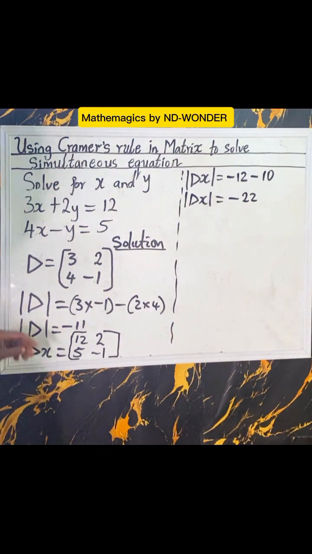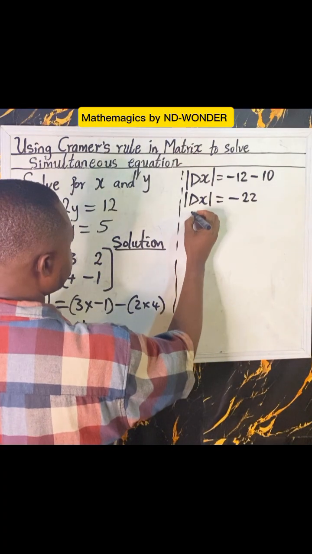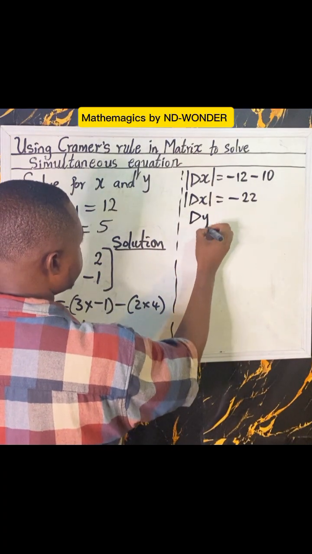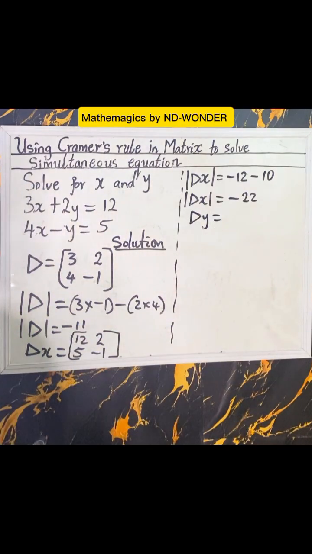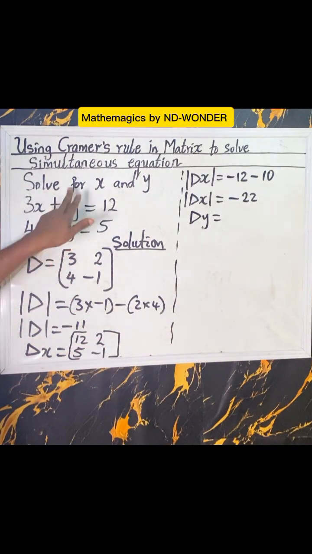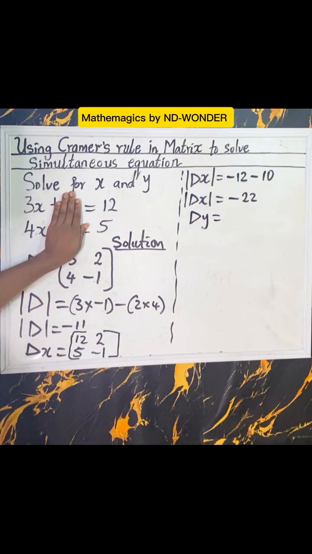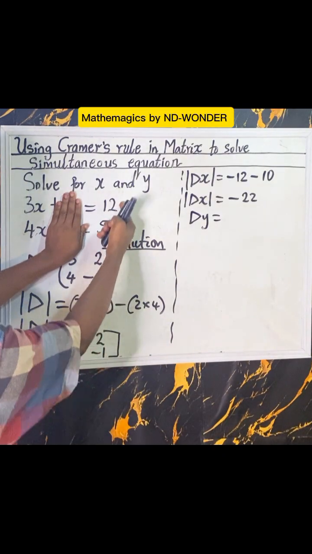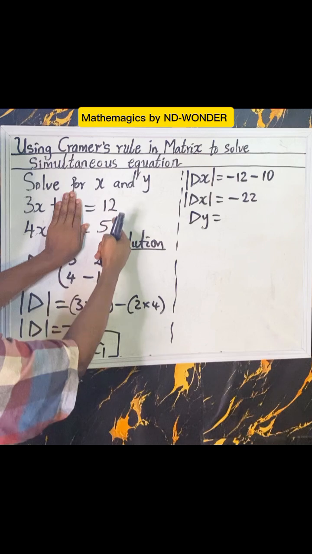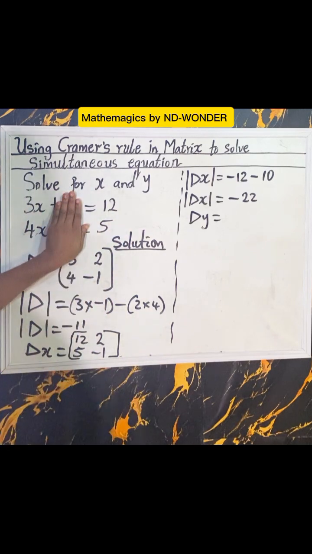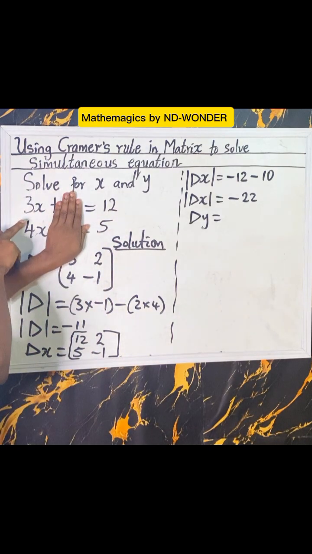The next is the value of y. What becomes the change in y? Change in y will be obtained with the same approach. If you get where y is, you cover it. And when it is covered, it will be replaced with the result gotten, which will have them as 12 and 5. They will take the place of what? Y.